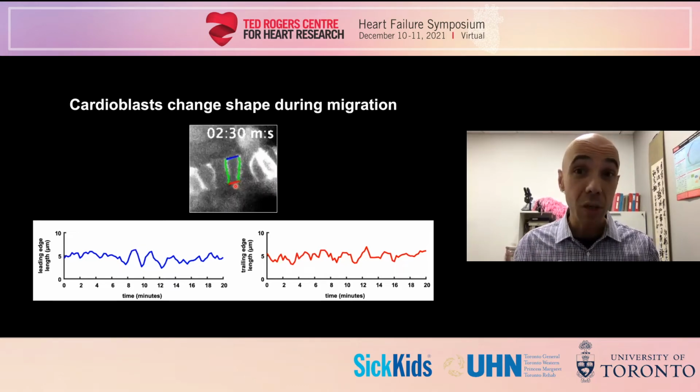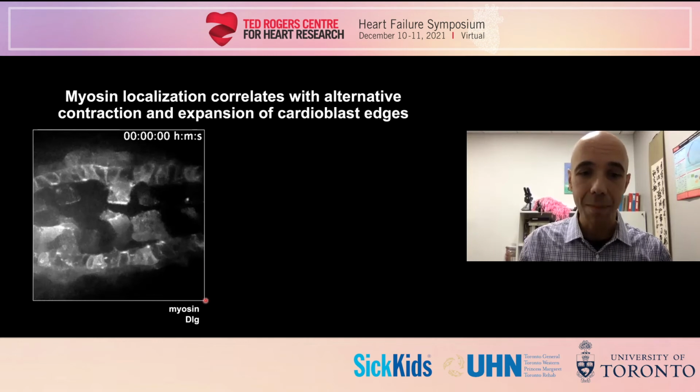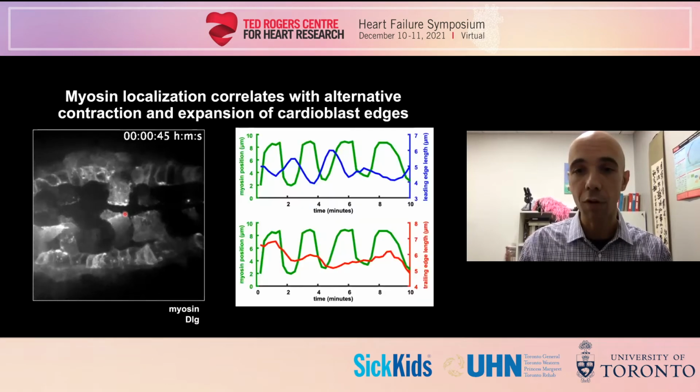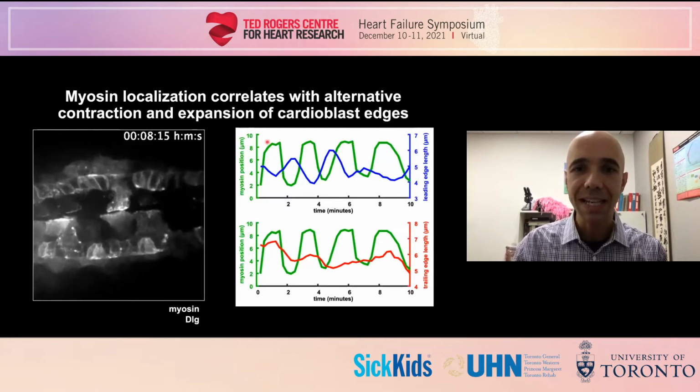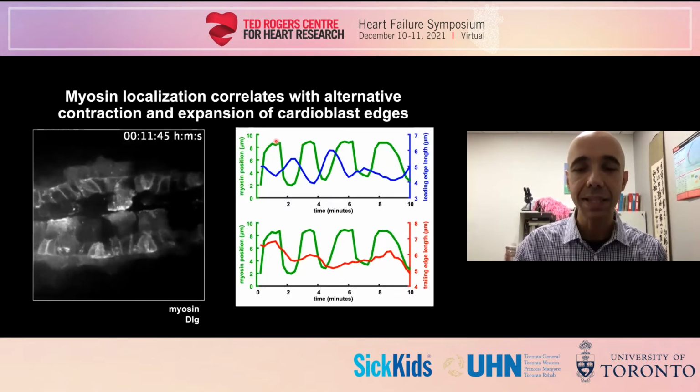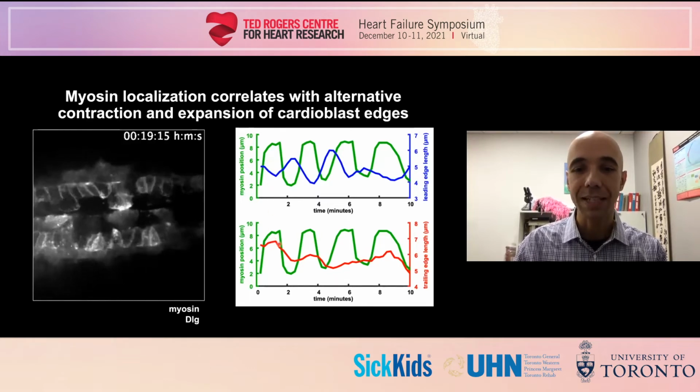Now, are these myosin waves that I showed you before responsible for these cell shape changes? Well, to address that question, we co-expressed in the same embryos the fluorescent reporter for myosin and the same cell-cell contact marker that I showed you on the previous slide. And either from the movies or from the quants for one specific cell, what you'll notice is that when myosin is at the front of the cell, at the leading edge, that leading edge contracts and the trailing edge relaxes.